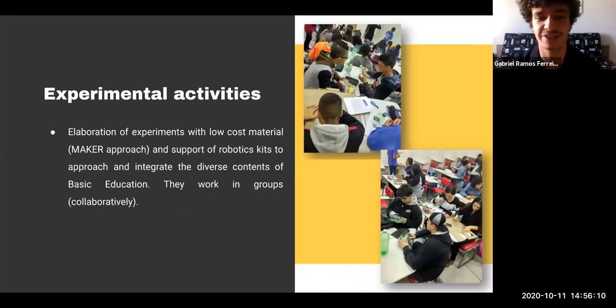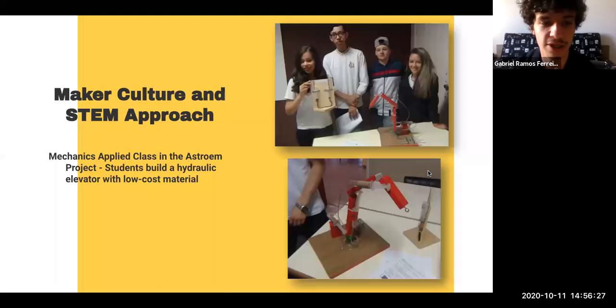And the second one, the experimental activities. So after a few hours of theoretical class, they can finally get their hands dirty with a maker approach and low-cost materials. The idea here is that they can assimilate the knowledge with simple things of their daily activities. This is just one example of the experiment, the hydraulic elevator. Year by year, we try to always change the experiments. Because of that, some students even take the course more than once just to do the new experiments.